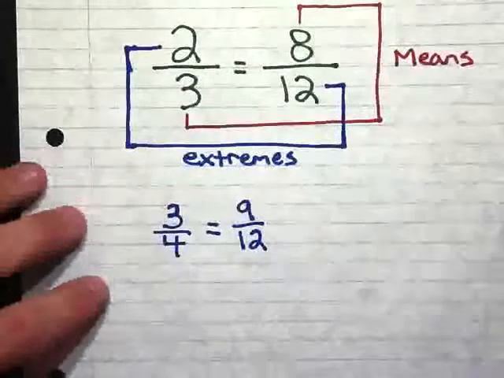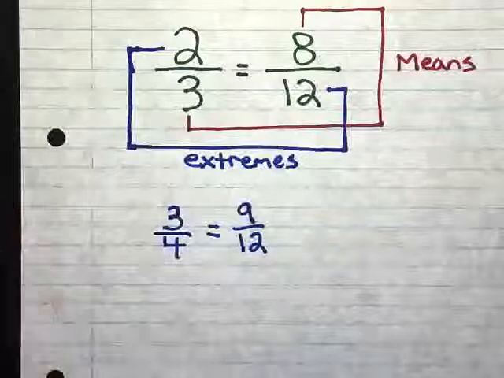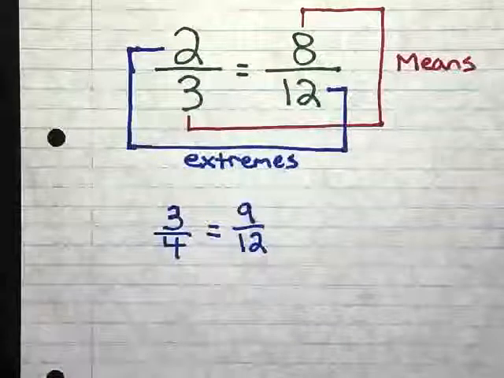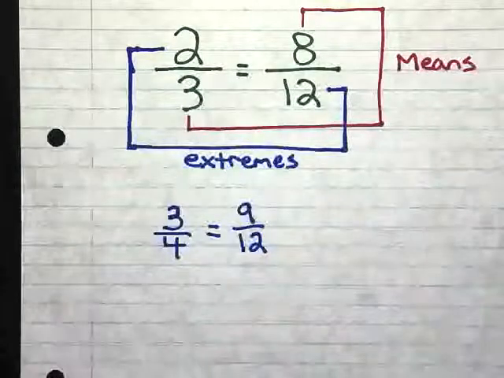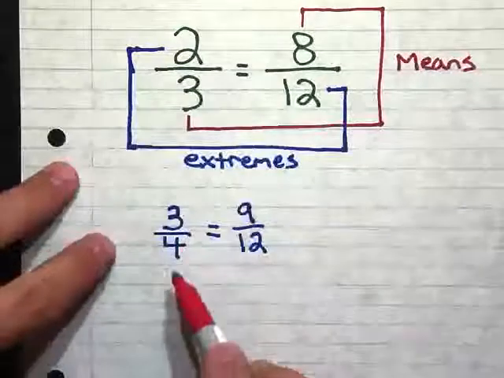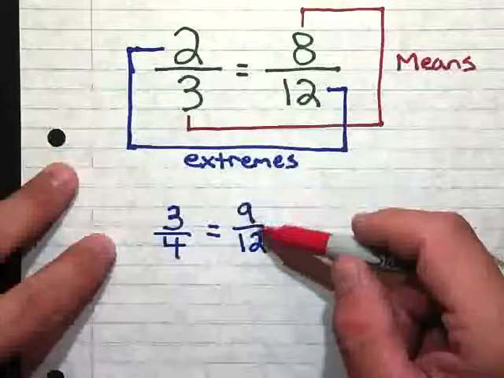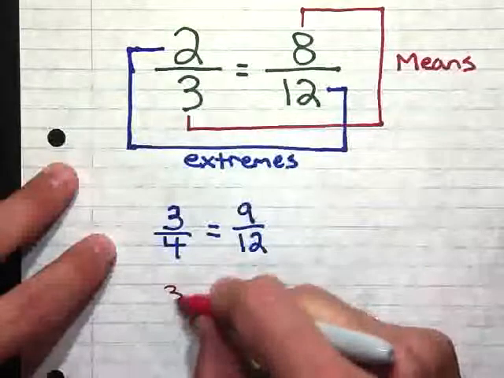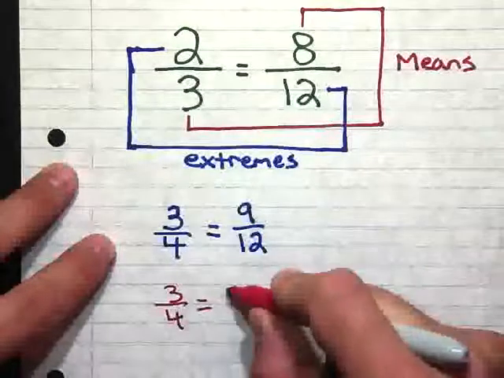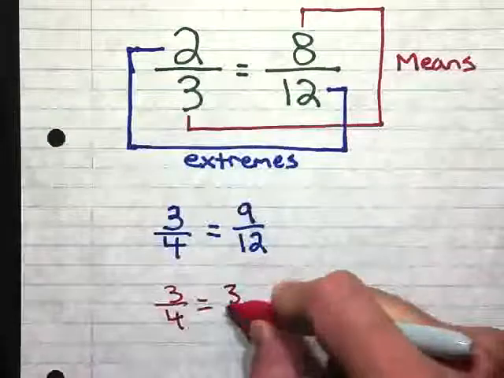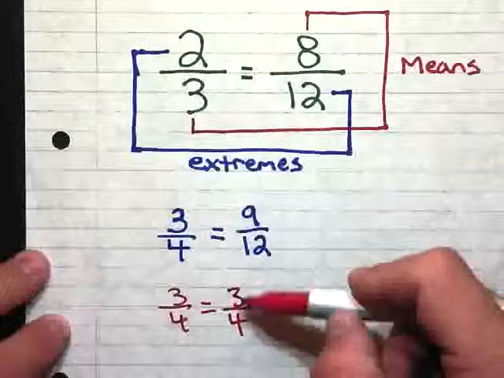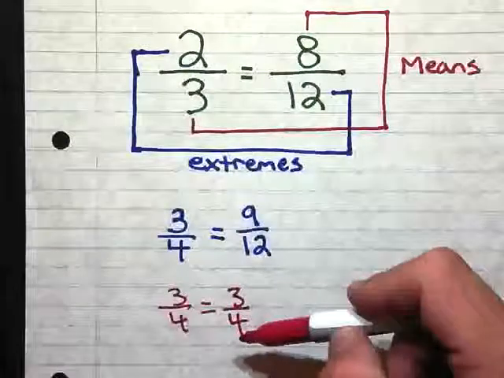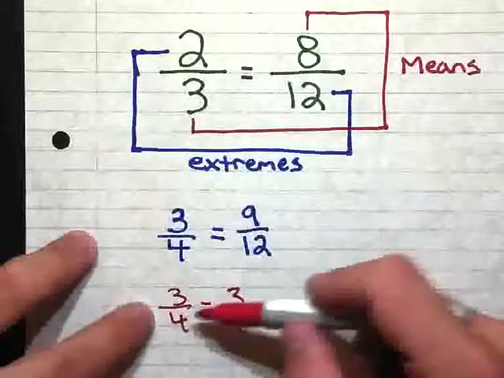So let's take a look here at 3 over 4 equals 9 over 12. We can see here why a proportion is an equation stating that two ratios are equal. 3 over 4 is already reduced, so let's reduce 9 over 12 down. 3 goes into 9 3 times, and 3 goes into 12 4 times. So you can see that 3/4 equals 3/4. That's why it's referred to as a proportion, and we set them equal to each other.